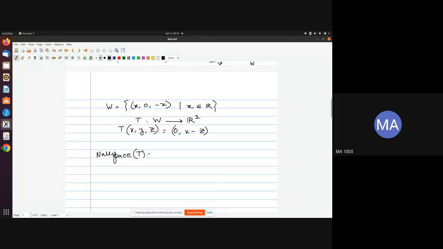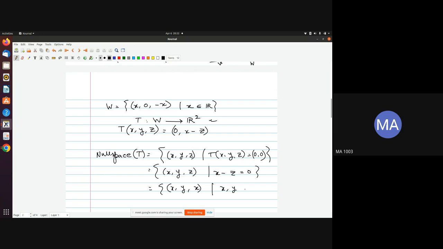The null space of T is the set of (x, y, z) such that T of (x, y, z) equals (0, 0). We will get 0 only in the case of x equal to z. So x minus z equal to 0, that means the vectors are of the form (x, 0, x), with y equal to 0 and z equal to x.